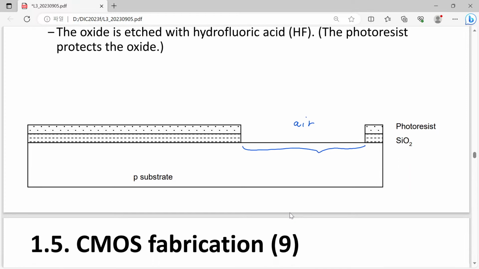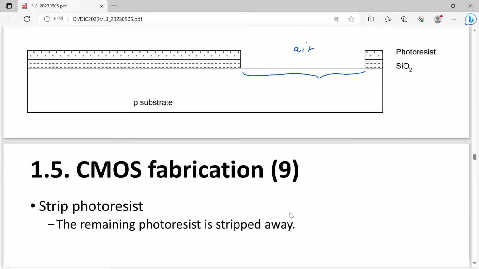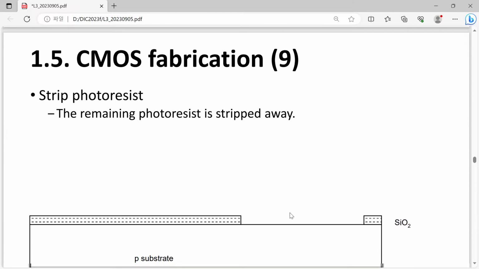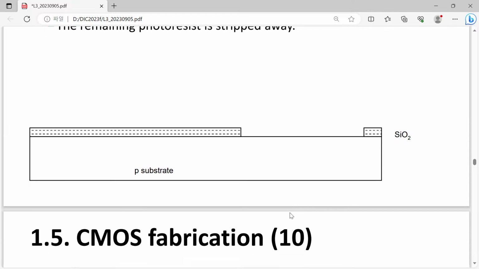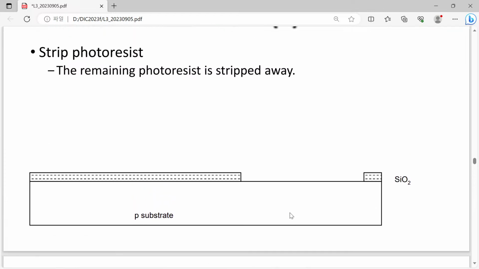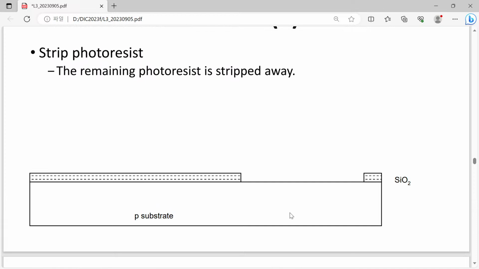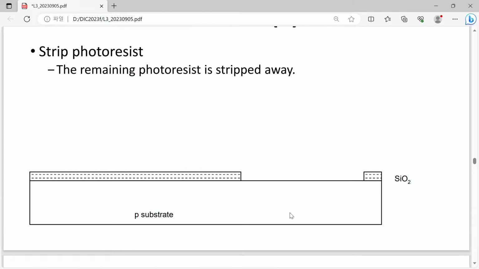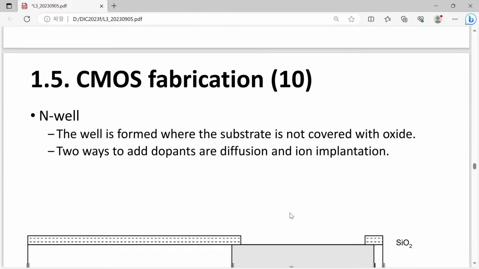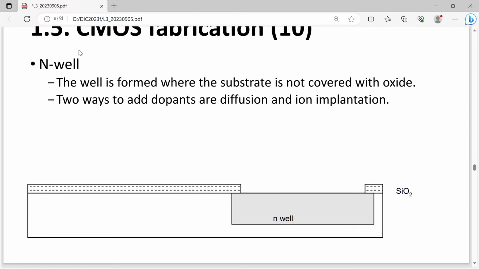Please remember that what you wanted to do was n-well formulation. So now the photoresist's role is over. Now it's removed. After that, we can implement the n-well, or we can formulate the n-well. It is done this way.